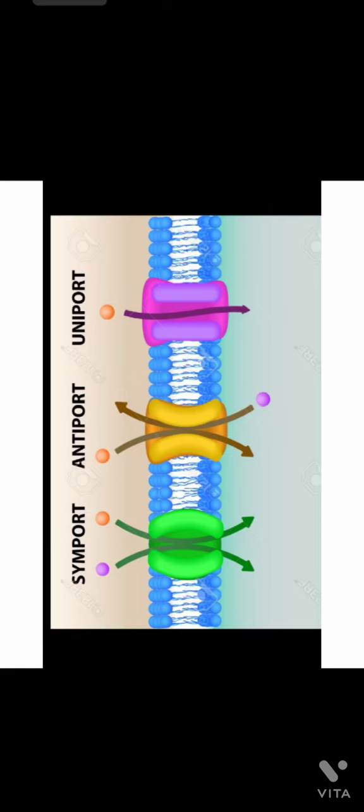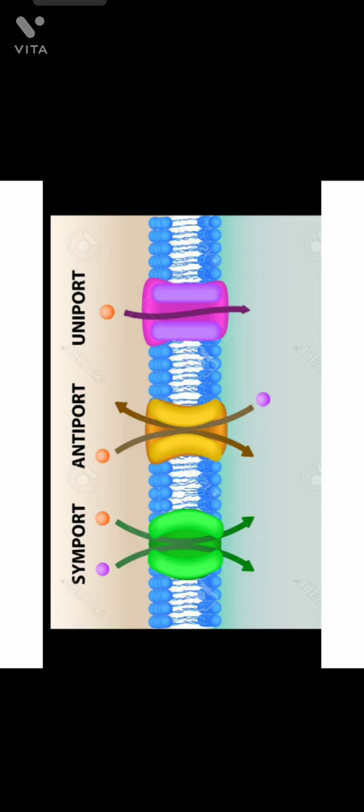And then the antiport. What is antiport? The movement of molecules or ions from the outside to inside and from inside to outside takes place simultaneously. One moves from the inside to outside and another moves from the outside to inside. Simply, two molecules moving out and in at one time is called antiport.